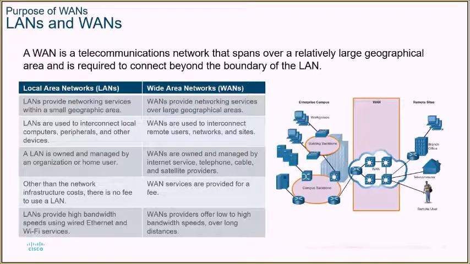LANs provide high bandwidth speeds using wired Ethernet and Wi-Fi services. WAN providers offer low to high bandwidth speeds over long distances. Of course, the higher the speed, the higher the cost typically.